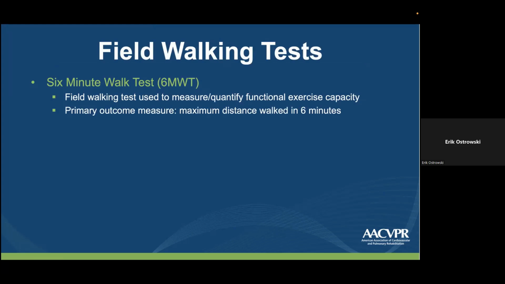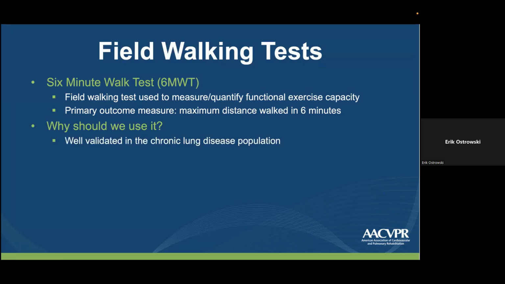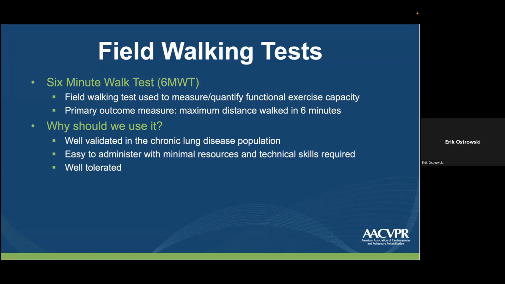The primary outcome, as most of you know, is the maximum distance a patient walks in 6 minutes. The biggest advantage to a 6-minute walk test is that it's very well validated in the chronic lung disease population. It's very easy to administer, minimal resources are required, it's very easy to train your staff to perform these tests, and it's well tolerated by the patient.